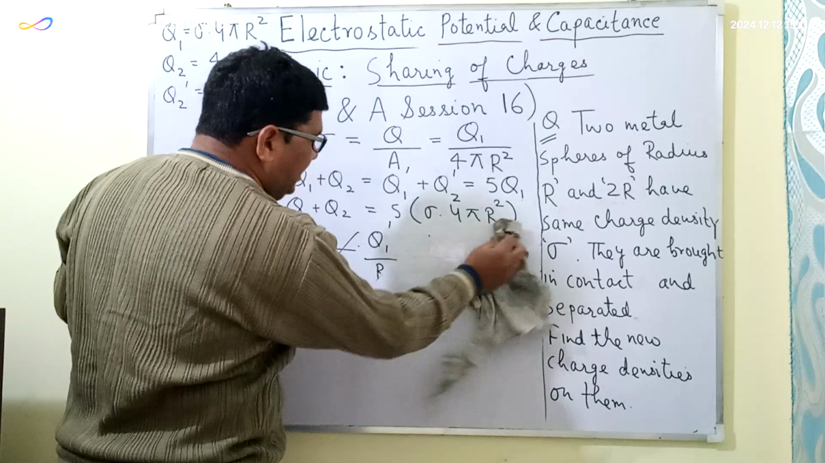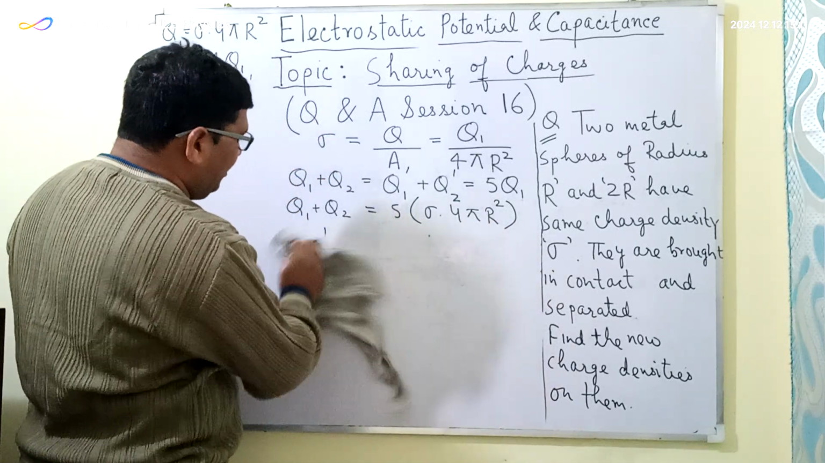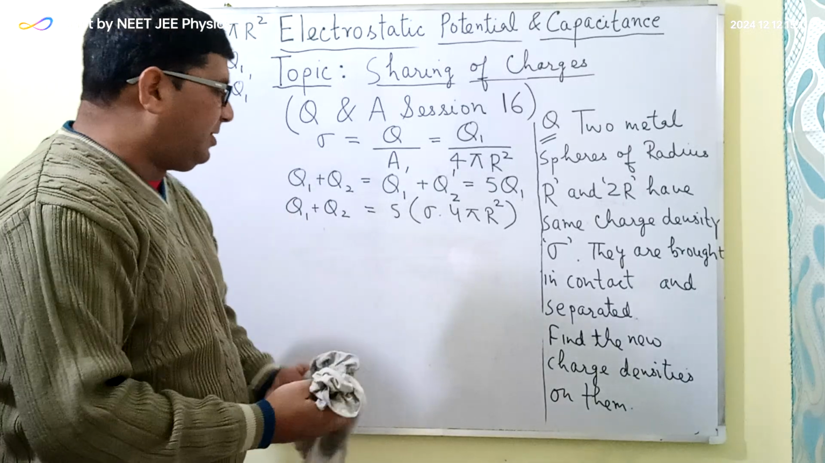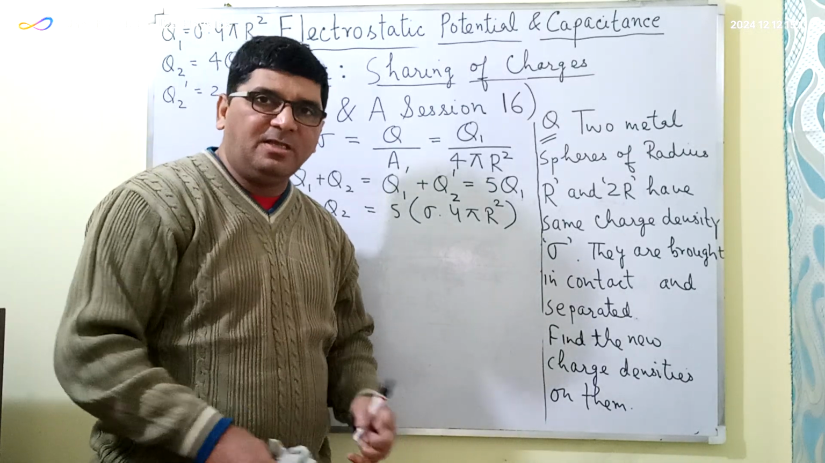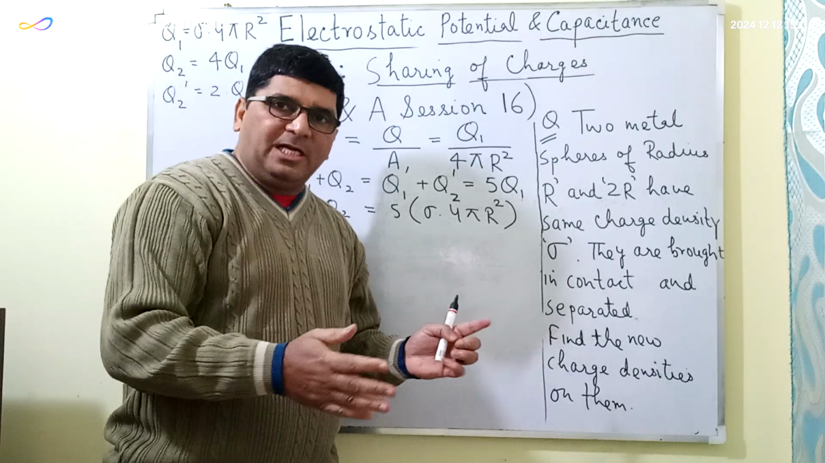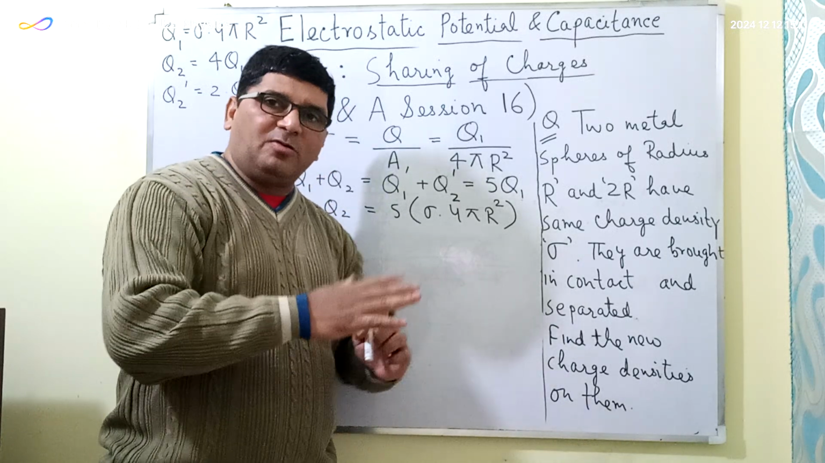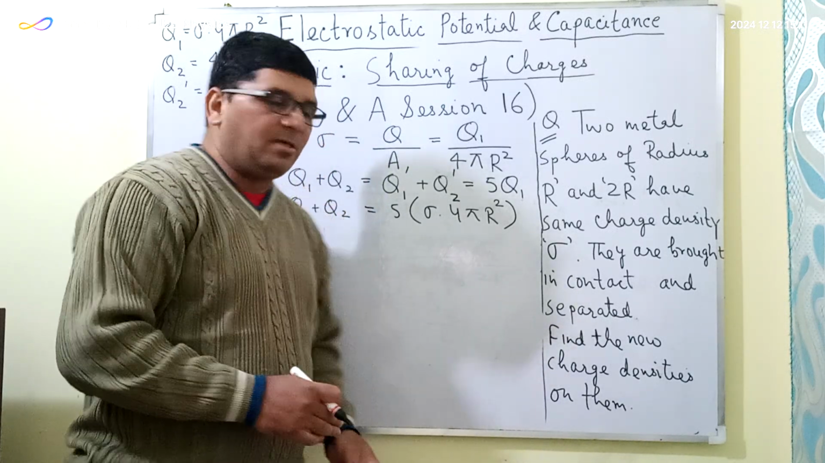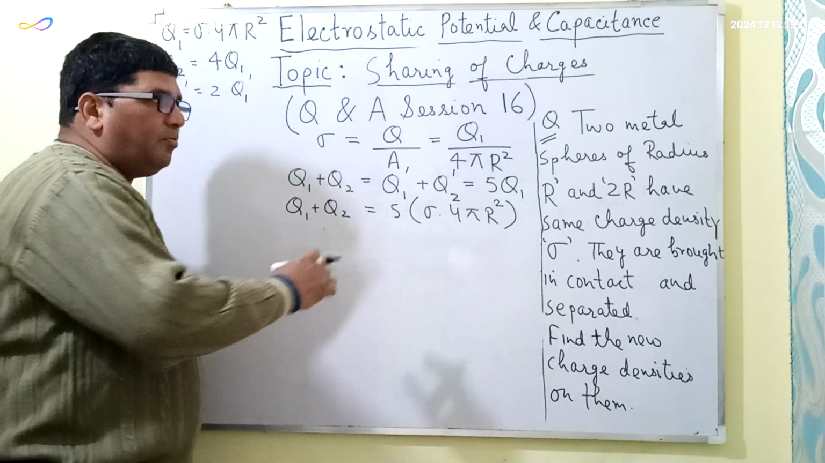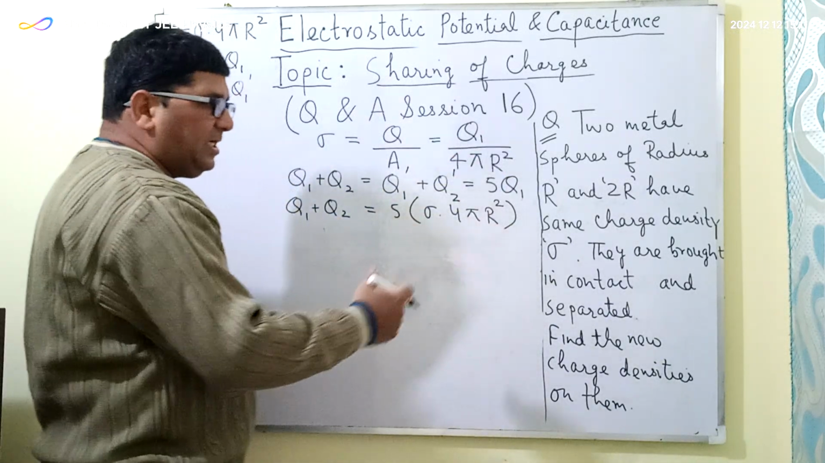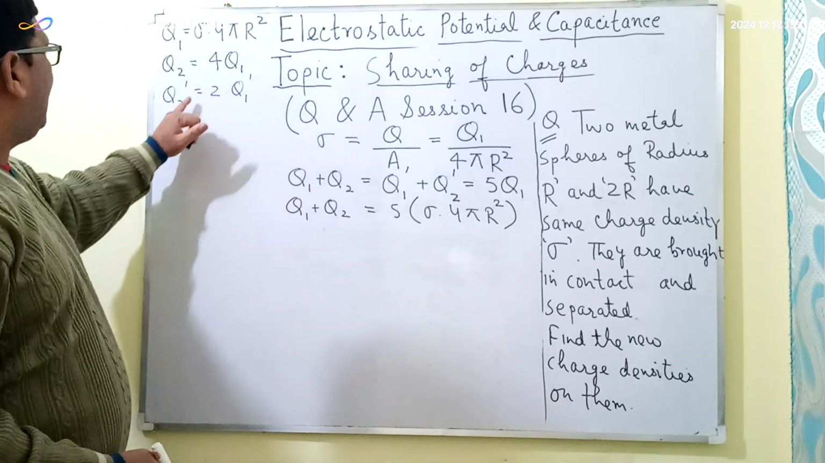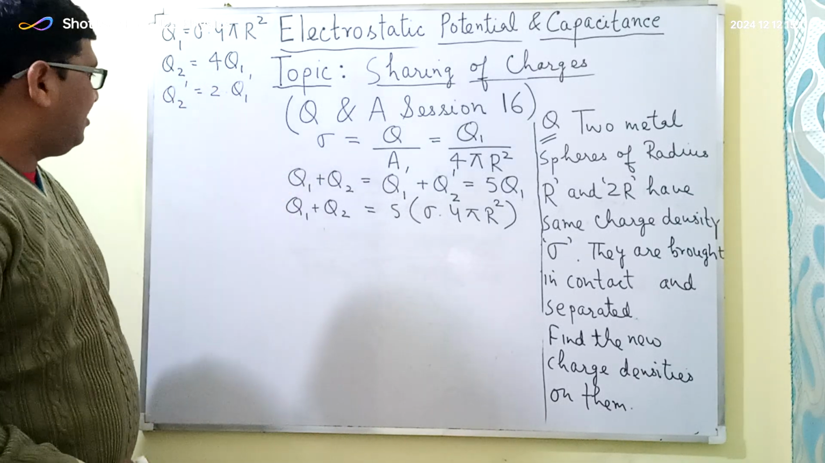I got this by equating the potential of both the spheres after they are brought in contact with each other and separated. When they are in contact and separated, the potential on both the spheres will be the same. So by equating the potentials, we got another relation, that is Q2 dash is equal to 2 times Q1 dash.